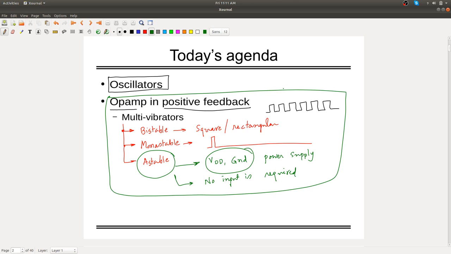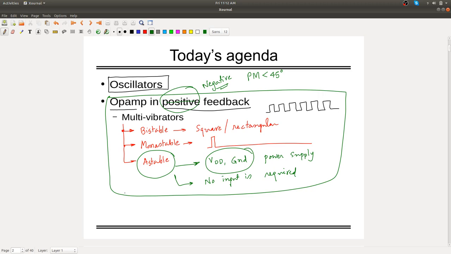But what if I want to keep the op-amp in negative feedback and I want to make that an oscillator? So what do you think? How can I make the op-amp in negative feedback but oscillating? How to do that? If the phase margin is less than 45 degrees, then it's always ringing. Let's make it a very bad phase margin.